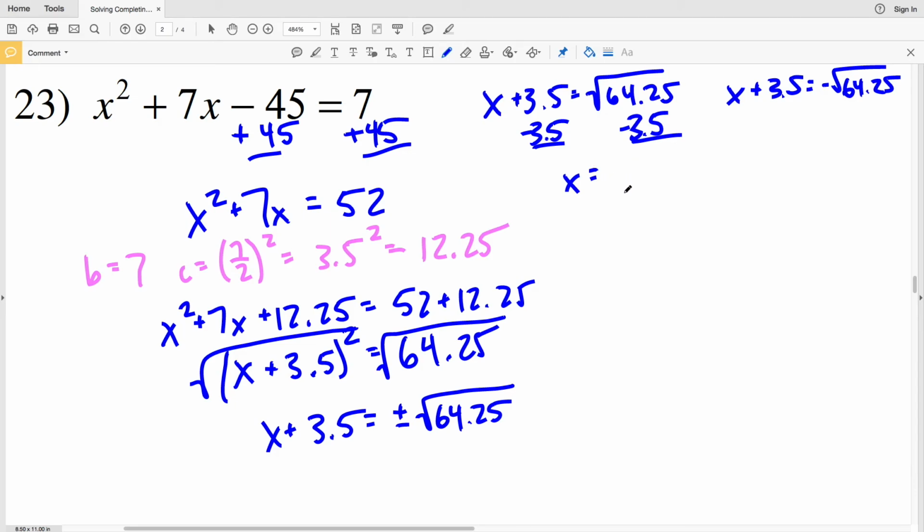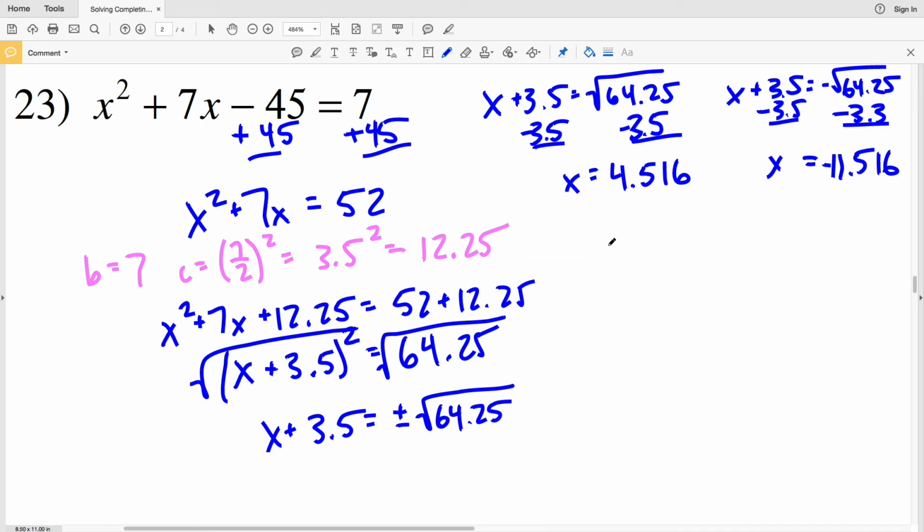So x rounding up is 4.516. And my other x value, when I subtract 3.5 from both sides, taking away 3.5 from that negative square root, I'll get that x is equal to negative 11.5156, which I'll round up to 11.516, and on the worksheet they round down to 11.515. So negative 11.5156.